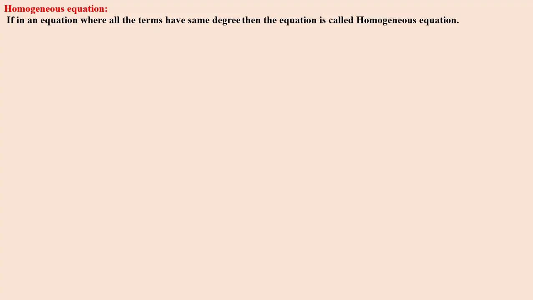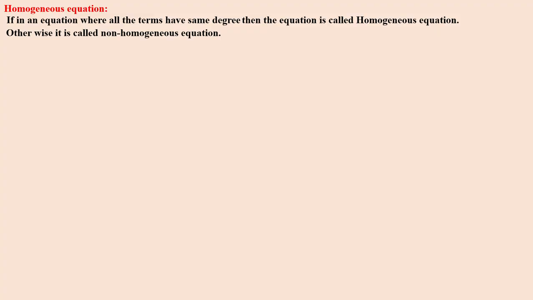Next, homogeneous equation. When all the terms of an equation are of the same degree, it is called a homogeneous equation. Otherwise, it is called a non-homogeneous equation. For example, x plus y equal to 3. The power of x is 1 and the power of y is also 1. So this is homogeneous.